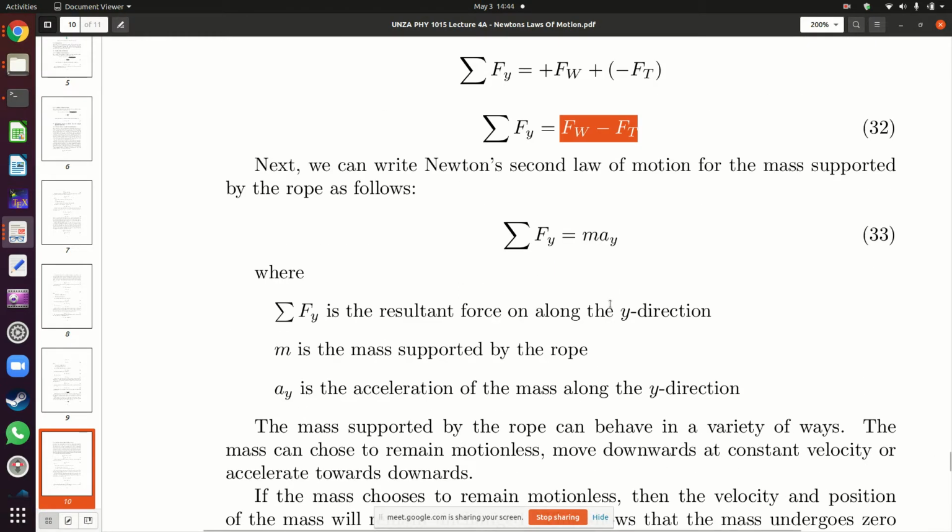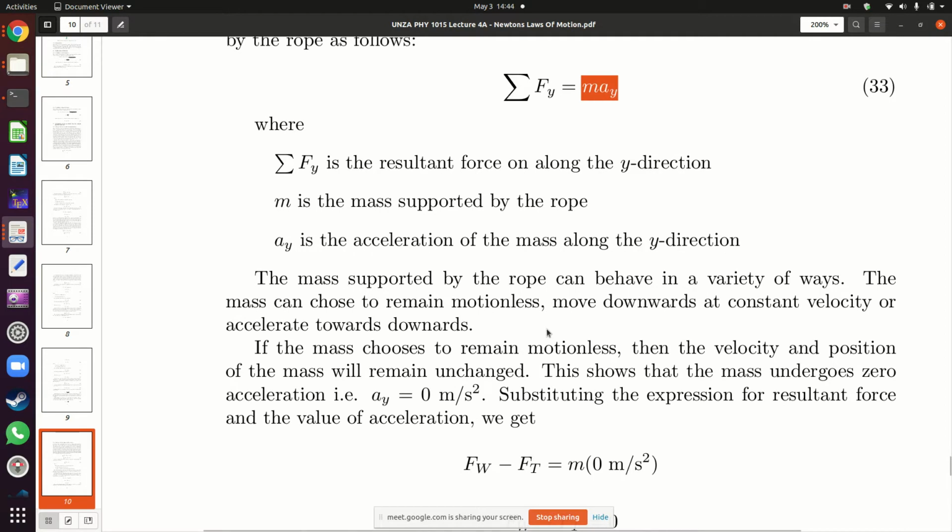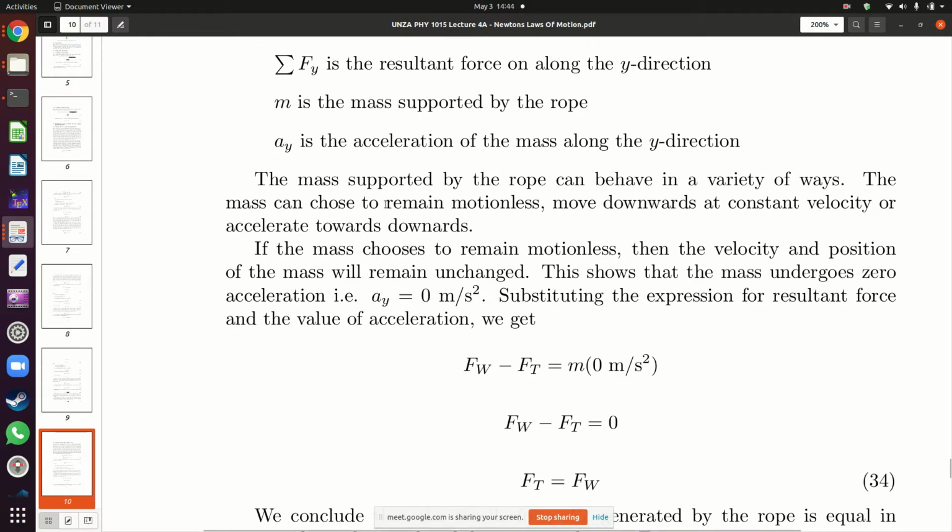The reason why you're finding the resultant force is because resultant force is connected to acceleration and the mass of the object through Newton's second law of motion. The resultant force is equal to the mass of the object multiplied by the acceleration of the object. That's why you're interested in resultant force. If our mass remains motionless, that's one thing which can happen. It just stays there. In that case, the acceleration is equal to 0.